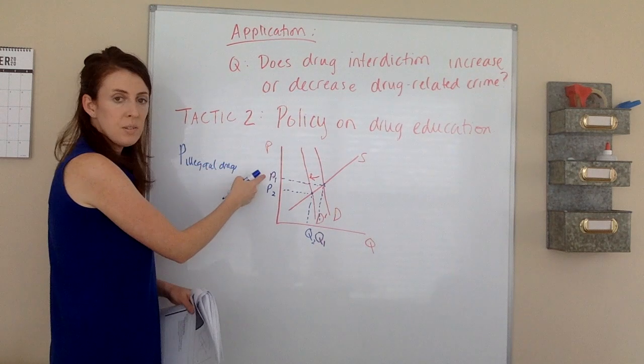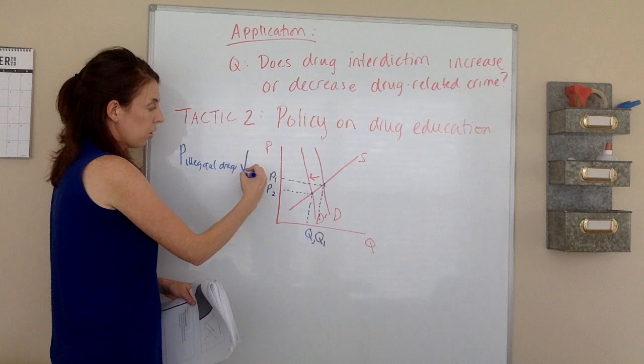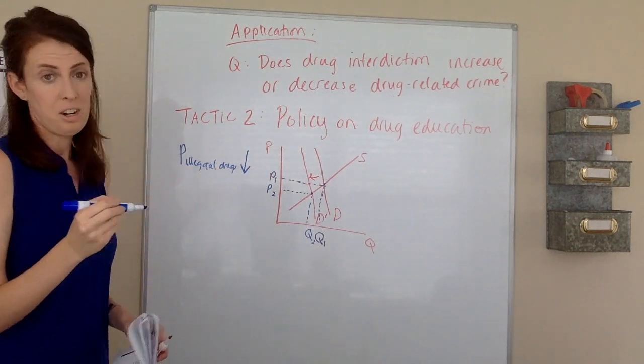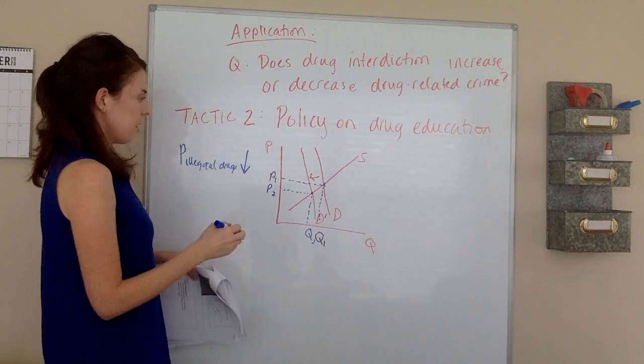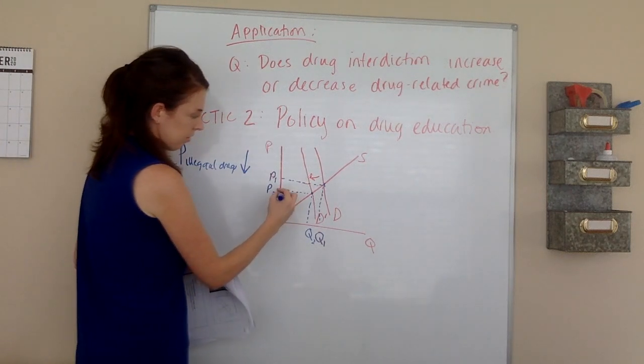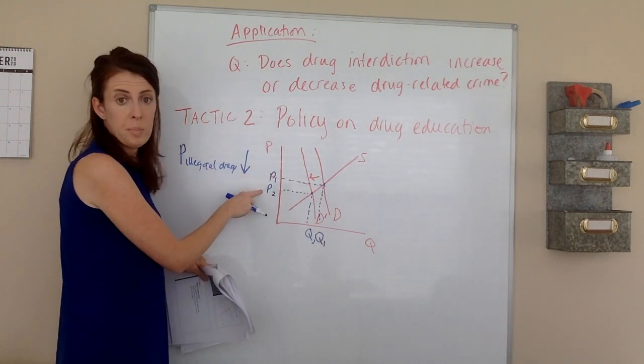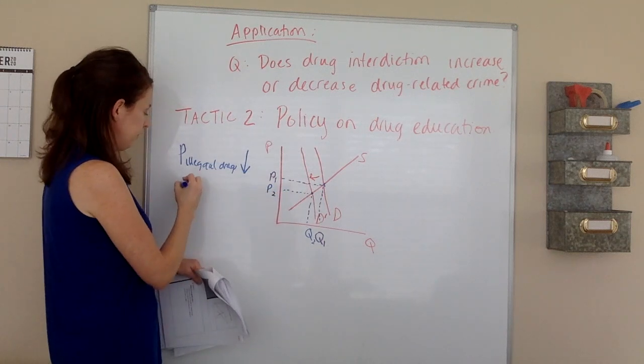Well, now the price of illegal drugs is going to fall. On the surface, this doesn't seem like great news because it means illegal drugs are now just cheaper to get. And furthermore, I didn't draw this super to scale, but they're going to fall by quite a bit because of the steepness of the demand curve.